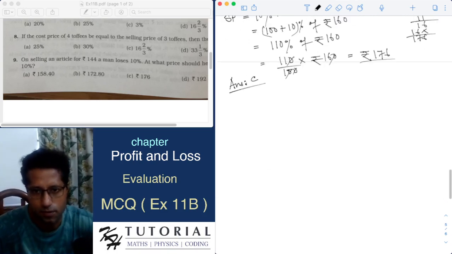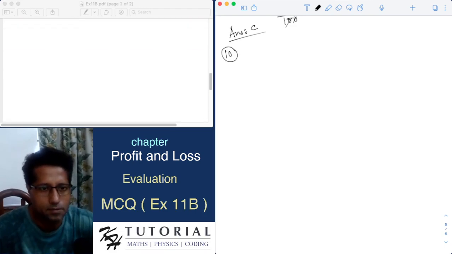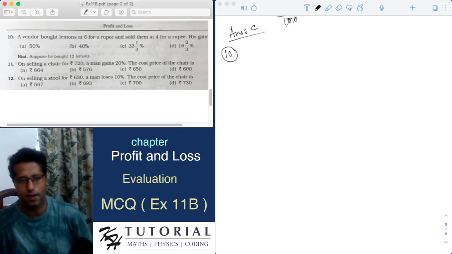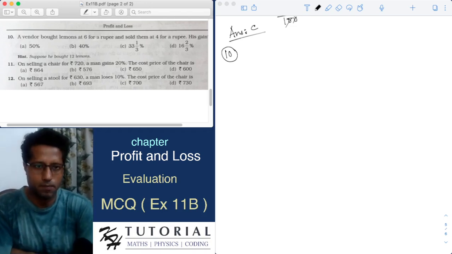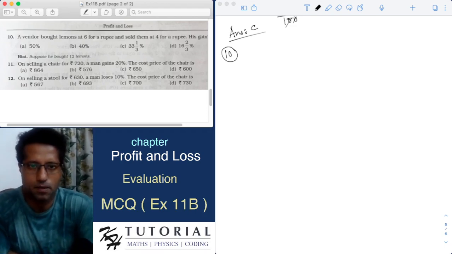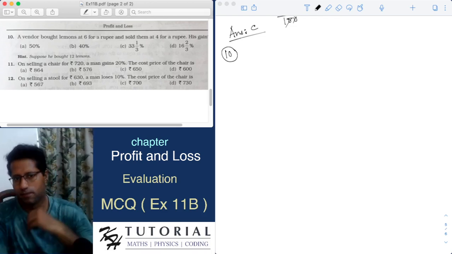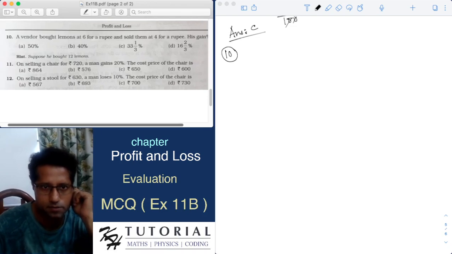Okay, let's do question number 10. Question number 10 says that a vendor bought lemons at 6 for a rupee. I mean, the purchase price of 6 lemons is 1 rupee, and sold them at 4 for a rupee. That is, the selling price of 4 lemons is 1 rupee and the cost price of 6 lemons is 1 rupee. Then it is asking his gain percentage.